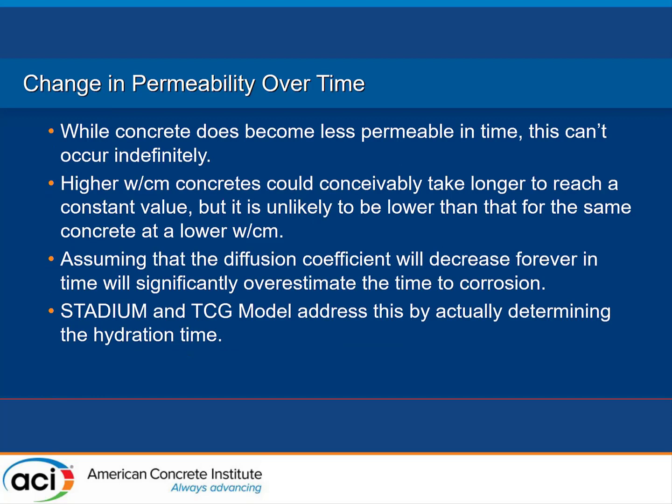While concrete becomes less permeable with time, this can't occur indefinitely. Higher water-cementitious concretes could conceivably take longer to reach a constant value, but it's unlikely to be lower than that for the same concrete with a lower water-cementitious ratio. So assuming that the diffusion coefficient will decrease forever in time will significantly overestimate the time to corrosion. That's important to realize in these models. STADIUM and TCG model address this by determining the hydration times. The suggestions on how to do that are in Life 365. But we're starting to develop a database so we don't have to wait the time.